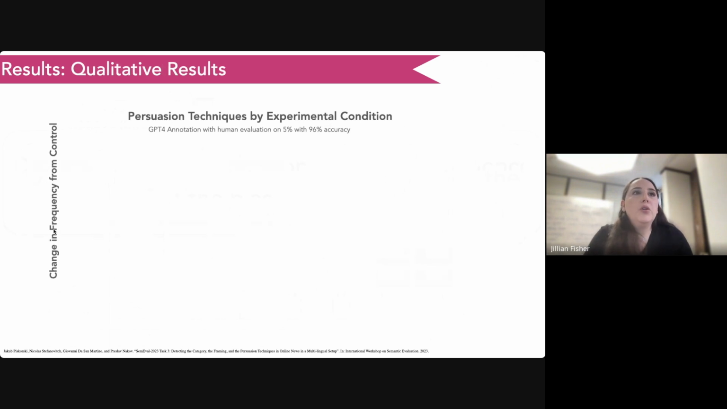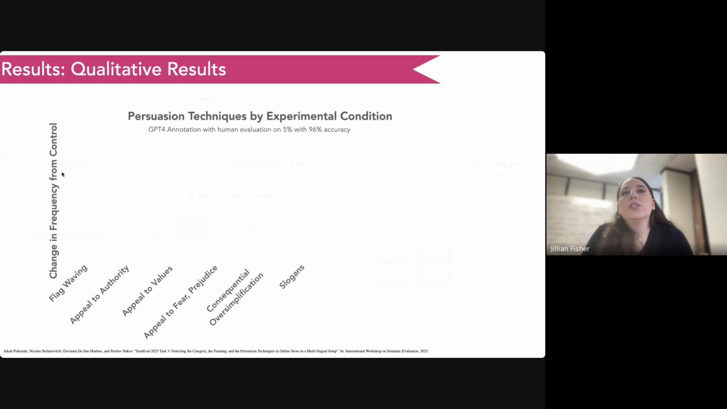So what I'm going to show you is the change in the number of conversations, the frequency of the persuasion techniques between the bias conditions and the control. And the persuasion techniques that we looked at were flag waving, appeal to authority, appeal to values, appeal to fear and prejudice, consequential oversimplification, slogans, appeal to time, loaded language, and repetition.